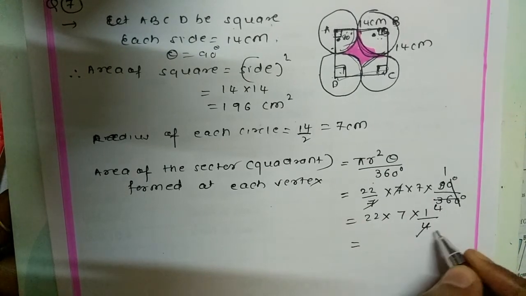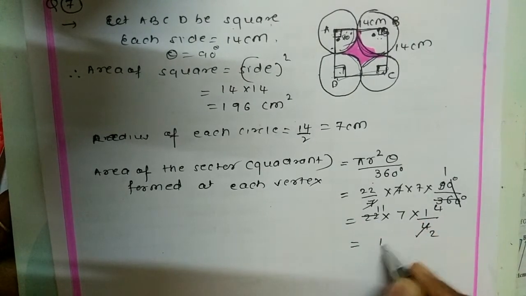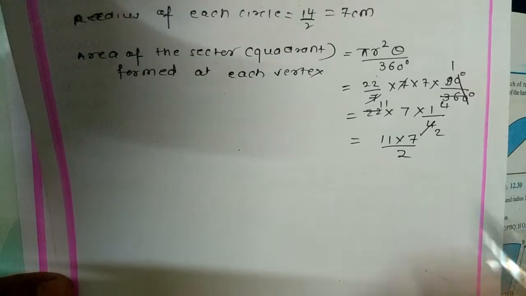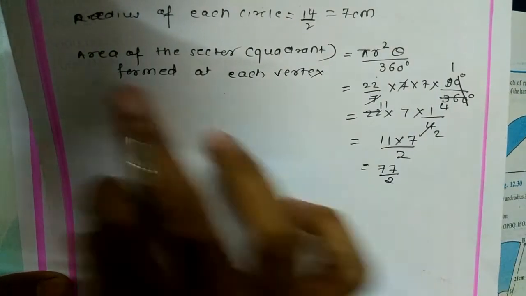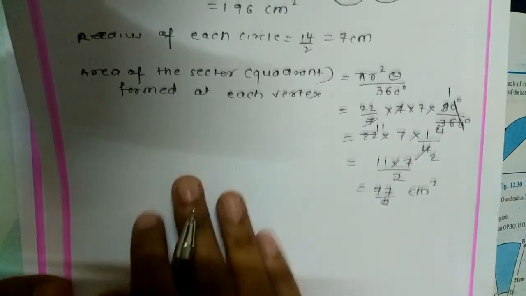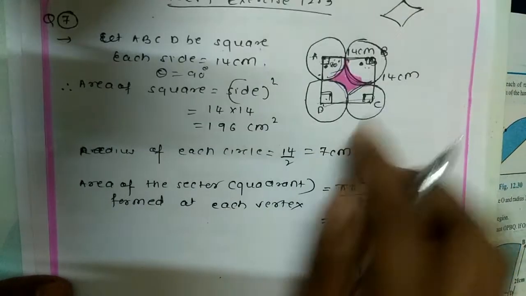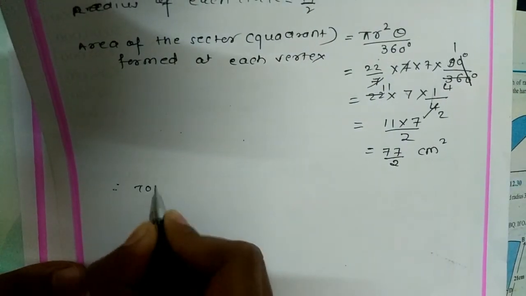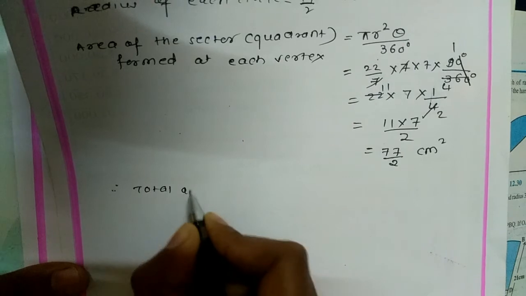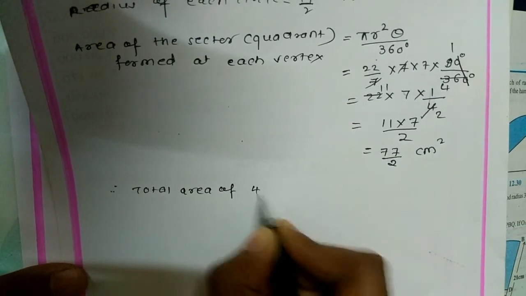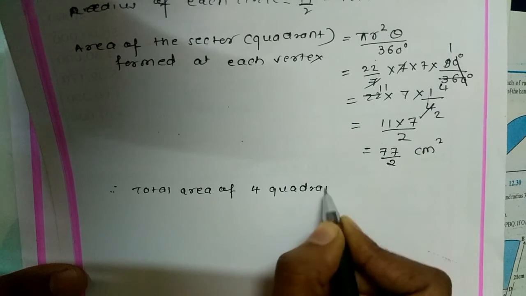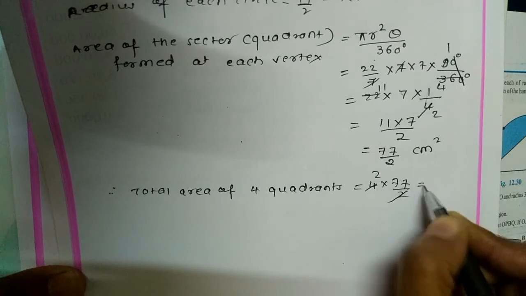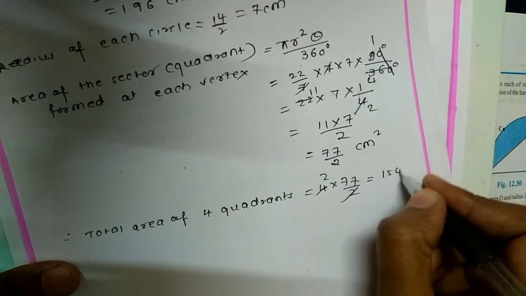Again here, 2 twos are 2, 11s are 11, into 7 into 1, divided by 2. So this is 77 divided by 2. This is the area of each quadrant, that is each sector area we got. So we have to find the area of 4 sectors. Therefore, total area of 4 quadrants is equal to 4 into 77 divided by 2. 2 into 77, that is 154 centimeter square.